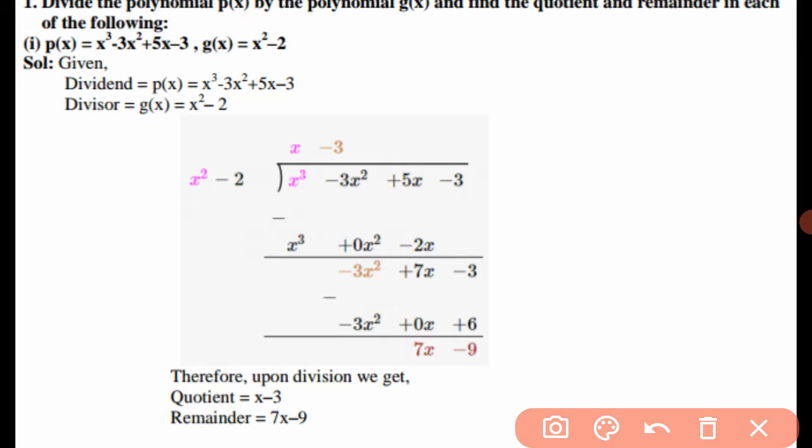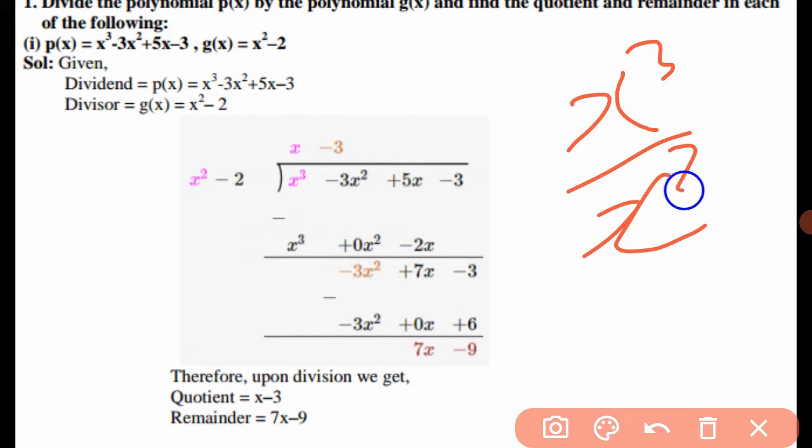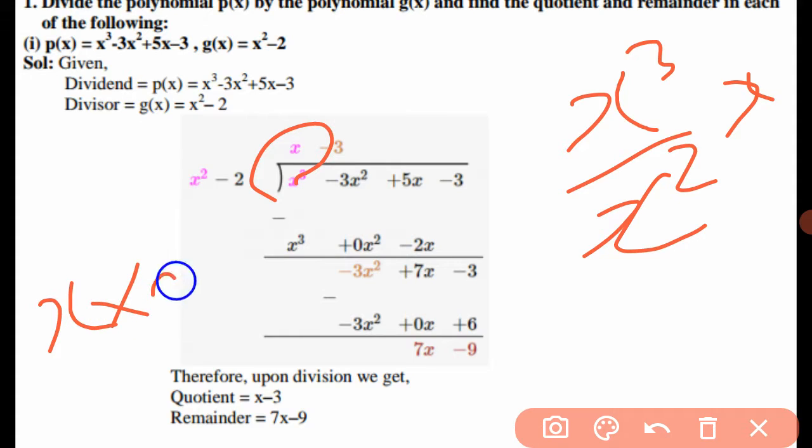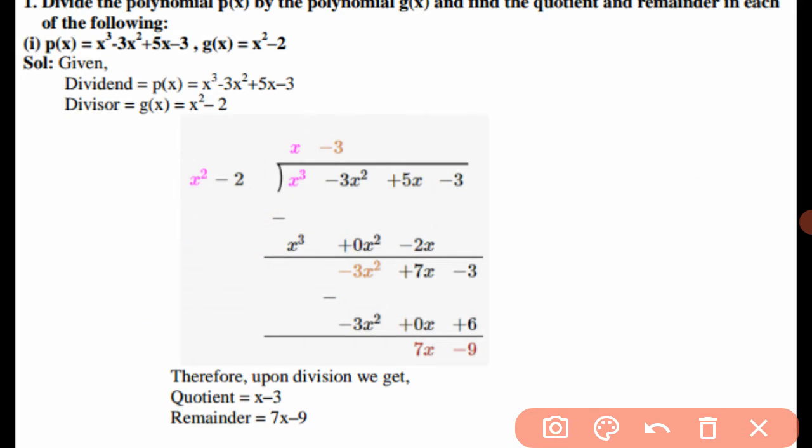So the first step is that we will divide this x cube by x square, so it will be x. So we will write this x here, and then we will multiply this x by x square, then it will be x cube. We will write this x cube here, then by putting a minus sign we will cancel it. Now after this, x will multiply by minus 2, so x into minus 2 equals minus 2x, so we will write minus 2x below 5x.